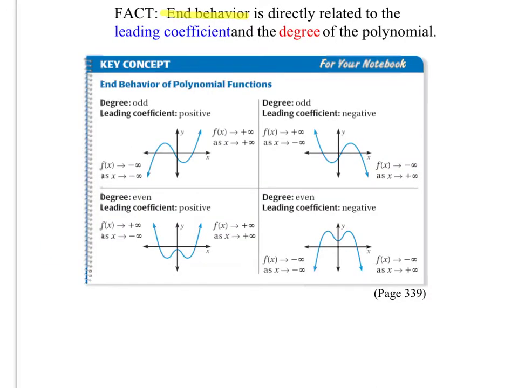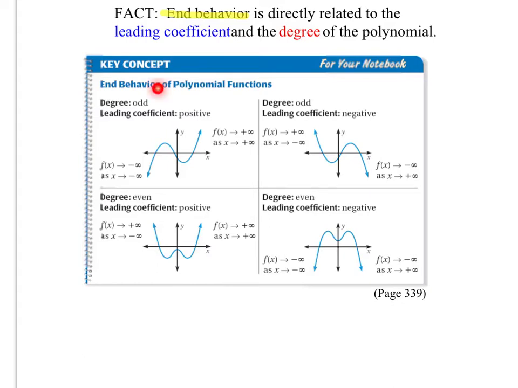The next thing we're going to focus on is what I like to refer to as the end behavior. And the end behavior is basically referring to what is the left hand and right hand, or left end and right end of the graph going to do. Now, that's all related to, as it says here, the leading coefficient and the degree. Now, this is straight out of your book, and if you pay attention to it, it might confuse you a little bit. So I'm going to try and make things a little bit easier for you.